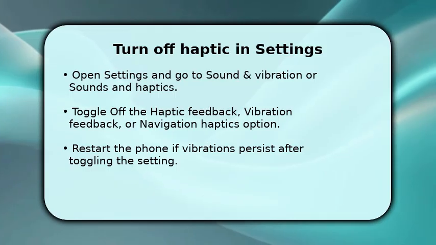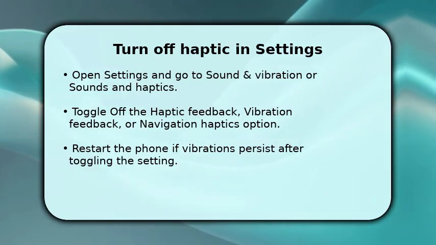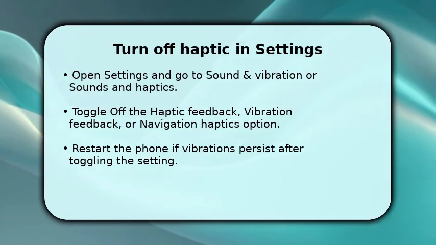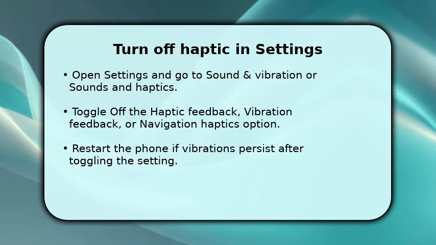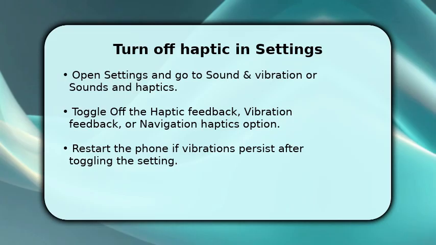Find the haptic feedback, vibration feedback, or navigation haptics option and toggle it off. If your phone labels controls differently, look under System or Gestures for navigation settings. After switching off, test the back button to confirm vibration is gone.